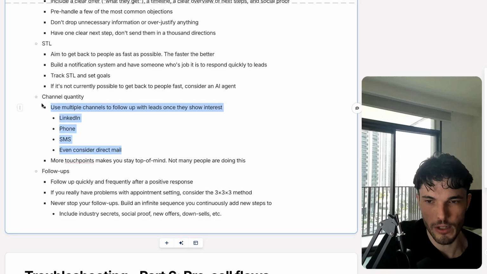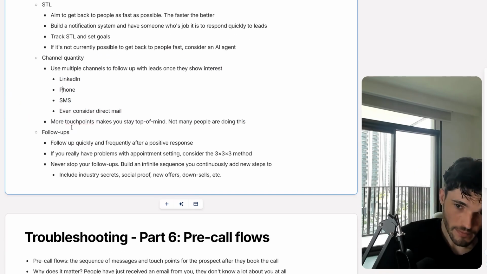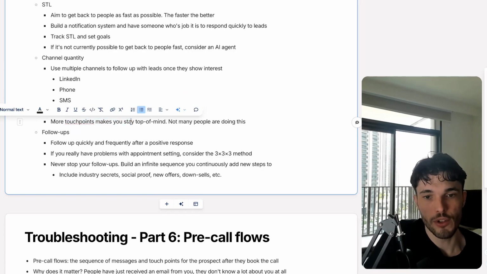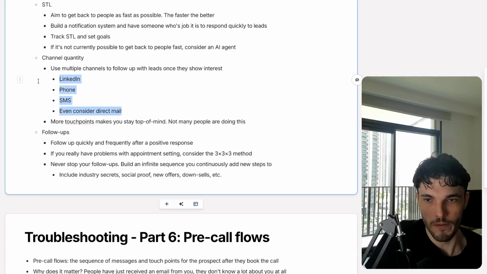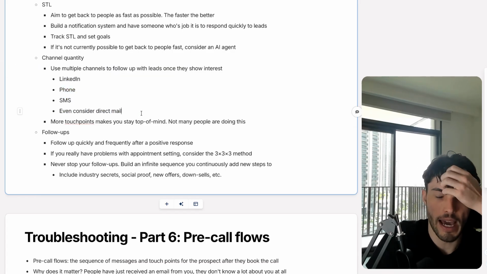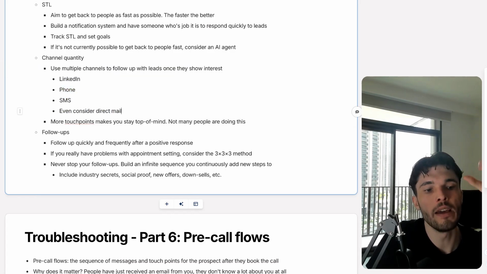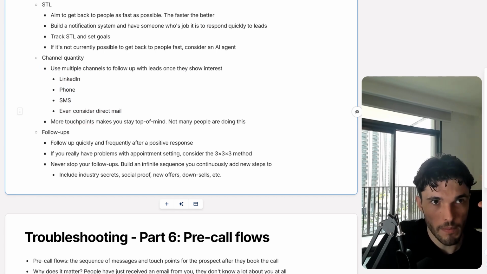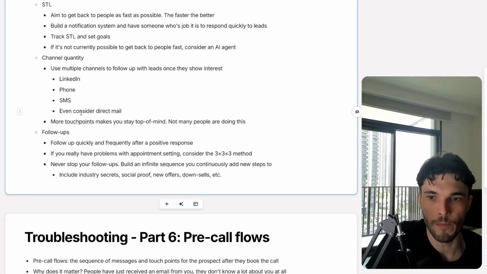These are some of the ideas you can try to implement here if you're having some issues with your appointment setting. Also, more touch points make you stay top of mind, right? So if you do all of these things, you're going to stand out and you're going to be top of mind. You're going to be more omnipresent than the other salespeople that are trying to sell them the same kind of service. So your competitors are going to be overshadowed by you.